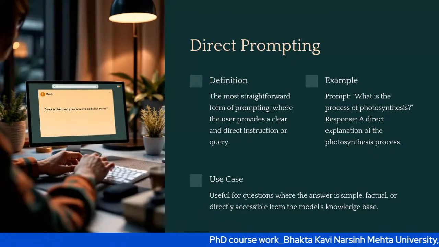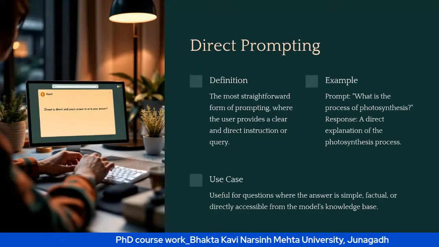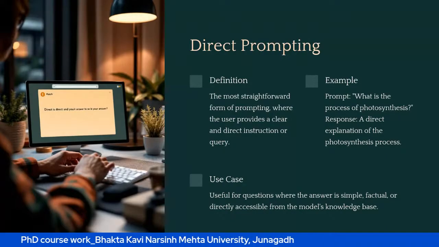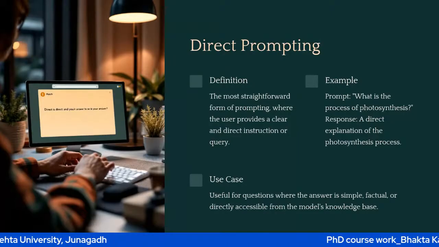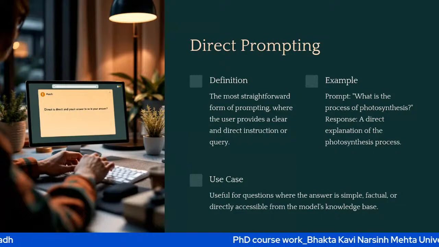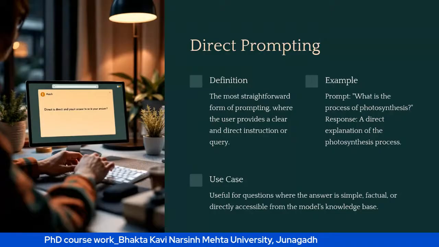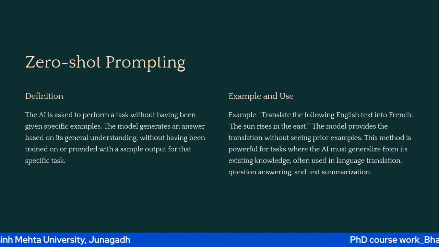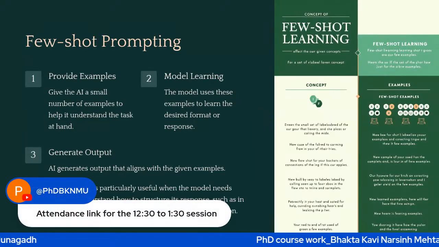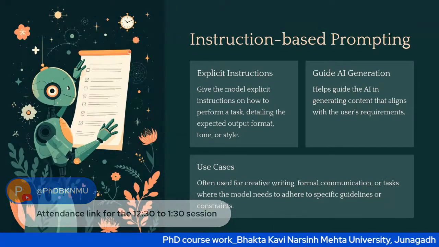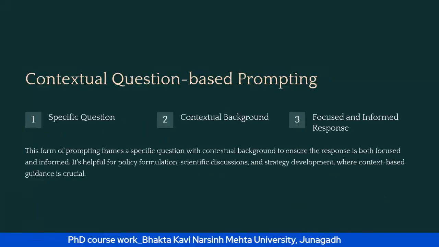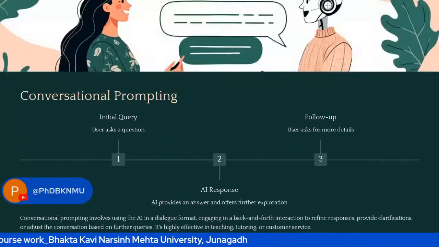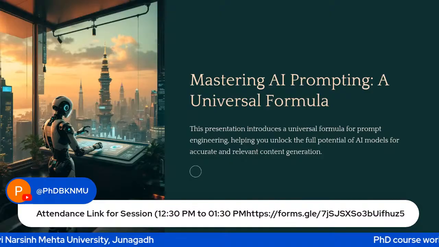There are different kinds of prompting. One simple kind is known as direct prompting. Direct prompting is a simple question which you give. For example, you simply write, what is the process of photosynthesis, and you get a direct response about the photosynthesis process from the AI. So this is basic direct prompting. In the same way you can also have zero-shot prompting. We are not going into much detail on that, but these are the different kinds of prompting which are normally done. But we'll go for the prompting which is normally utilized as a universal prompting.